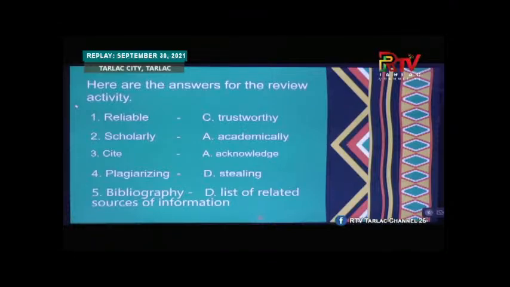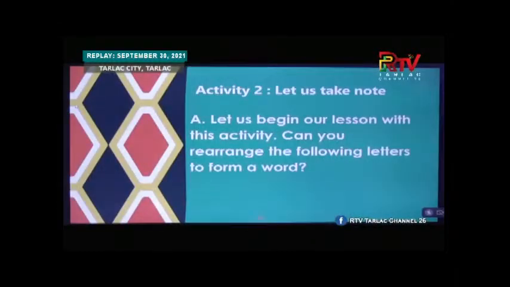Did you get all the correct answers? That's great! This means that you are ready for the next lesson. So let us begin our new lesson with this activity. Can you rearrange the following letters to form a word?